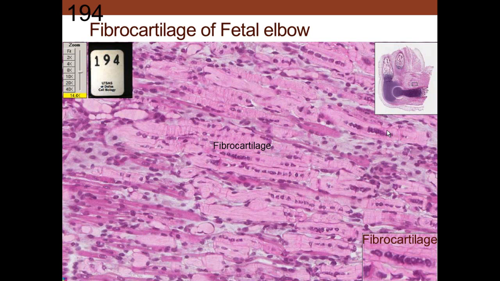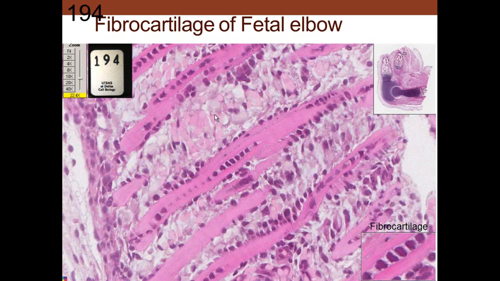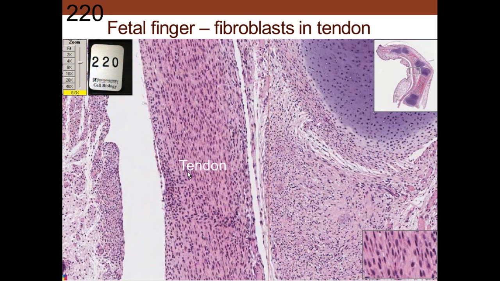Another example of fibrocartilage here we can see in the fetal elbow, right in through there. So attaching the tendon or ligament to there, and we can see the fibrocartilage with individual cells, and then this dense regular connective tissue that it is embedded in. Regular because it pulls all in one direction. Again, we can see the individual chondrocytes, dense regular connective tissue there.